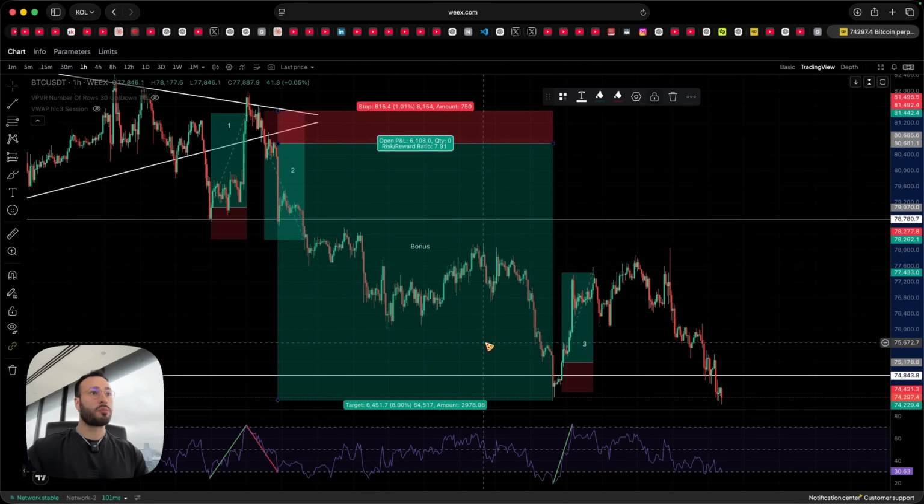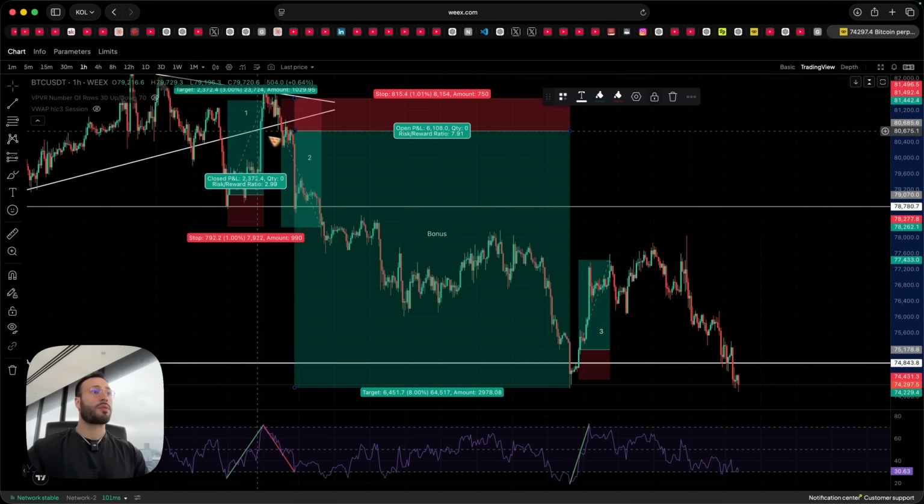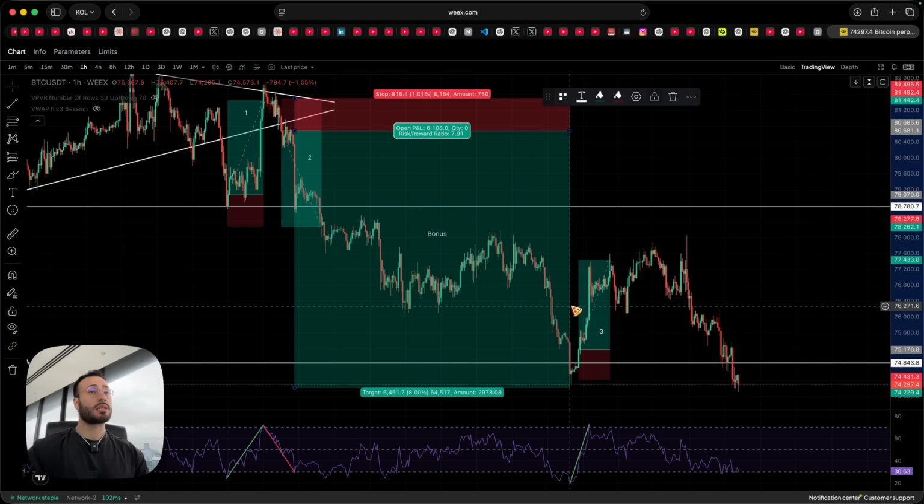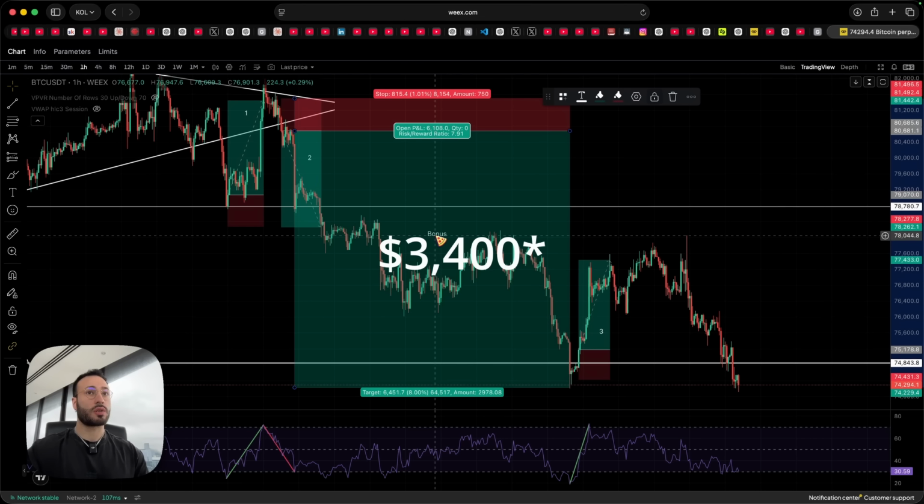Now let's look at the full picture on this chart. We have 3 trades that banked $600 and 1 bonus trade that banked $800. That is a total of $2,600 in profit from 4 structured trades on a $10,000 account, with a maximum of $200 at risk on any single one.